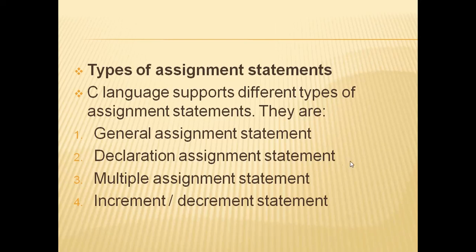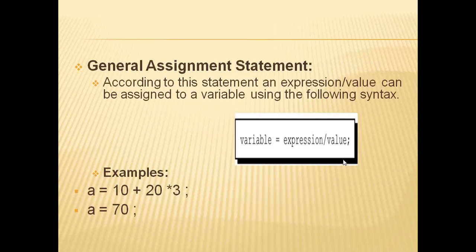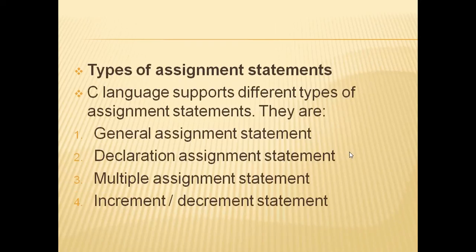Next, types of assignment statements. Let me discuss the types of assignment statements. The C language supports different types of assignment statements. There are 4 types: general assignment statements, declaration assignment statements, multiple assignment statements, and increment or decrement statements. All these are the various assignment statements supported by C programming.